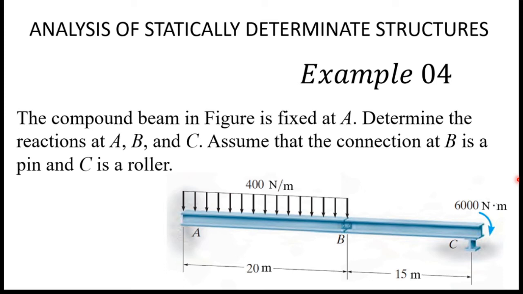Hello everyone, this is example 4 of analysis of statically determinate structures, and in this example I will solve this problem. It says the compound beam in the figure is fixed at A. Determine the reactions at A, B and C. Assume that the connection at B is a pin and C is a roller. So all support conditions are defined here.